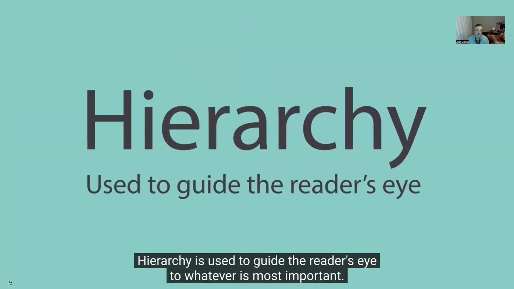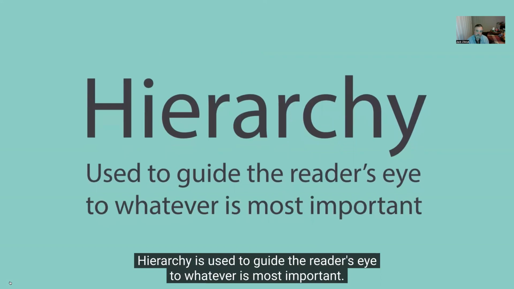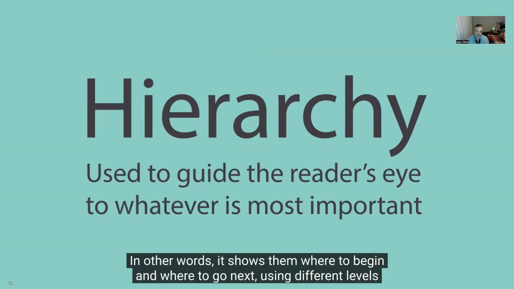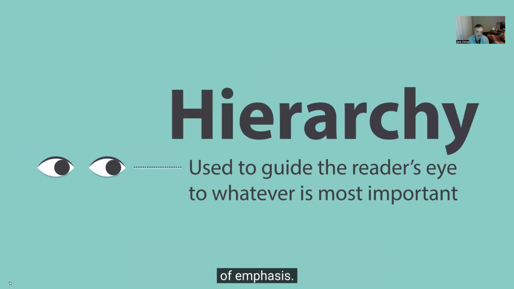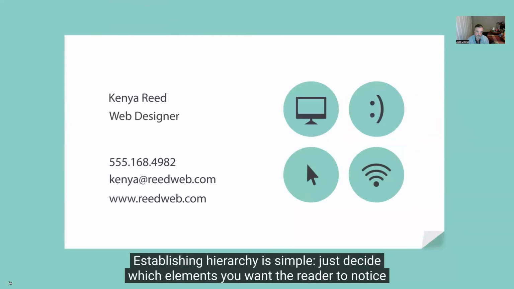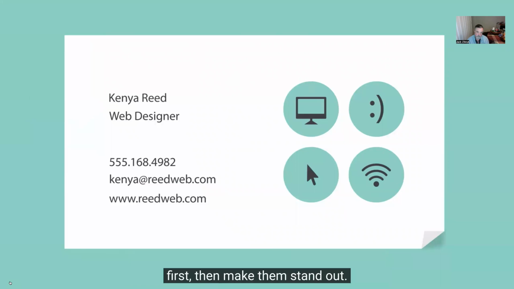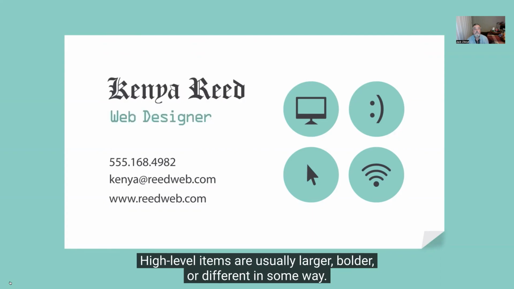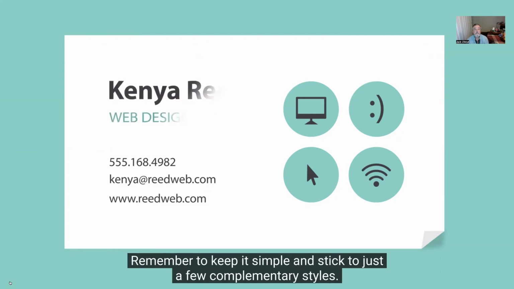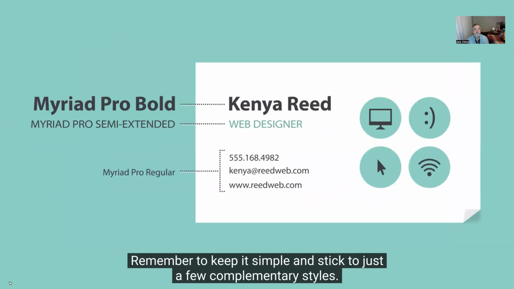Hierarchy is used to guide the reader's eye to whatever is most important. In other words, it shows them where to begin and where to go next, using different levels of emphasis. Establishing hierarchy is simple. Just decide which elements you want the reader to notice first, then make them stand out. High-level items are usually larger, bolder, or different in some way. Remember to keep it simple and stick to just a few complementary styles.